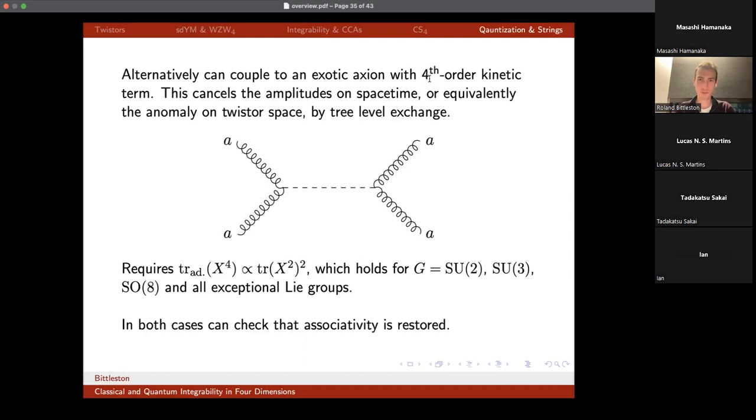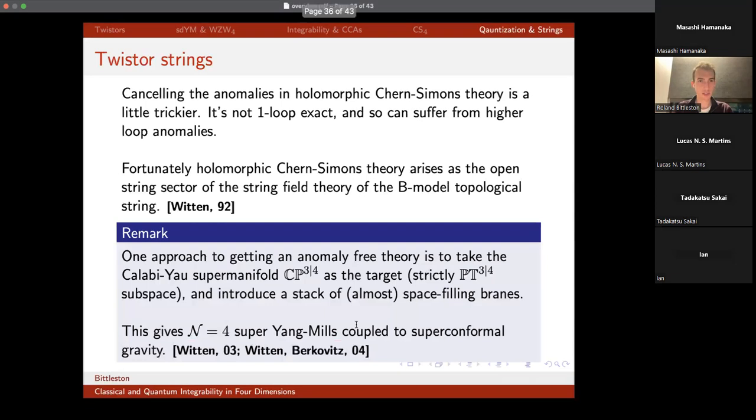Of course, a fourth order axion is somewhat non-unitary. I don't expect this to be a description of the real world at all, but these things would necessarily be just a way of cancelling the anomaly. So you can check explicitly in both of these cases that associativity of the chiral algebra is restored. You can just check that the associativity failures you found before are no longer present.